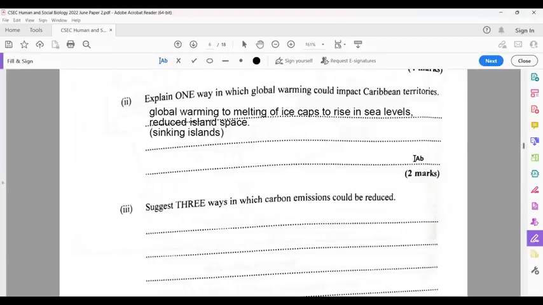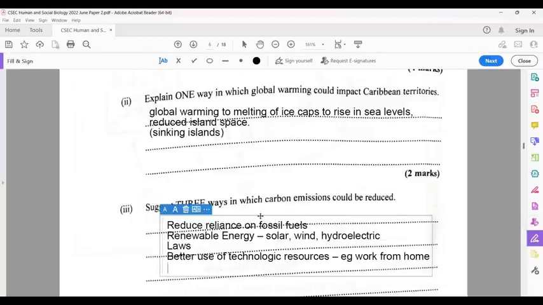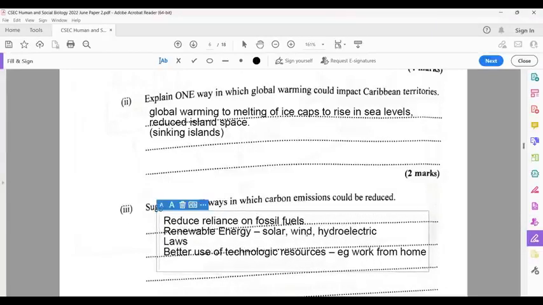Suggest 3 ways in which carbon emissions could be reduced. And there are a multitude of ways. It just depends on where your mind is, what you're thinking about right now. Reduce reliance on fossil fuels. There are a whole host of renewable energy sources available that could be used as substitutes.